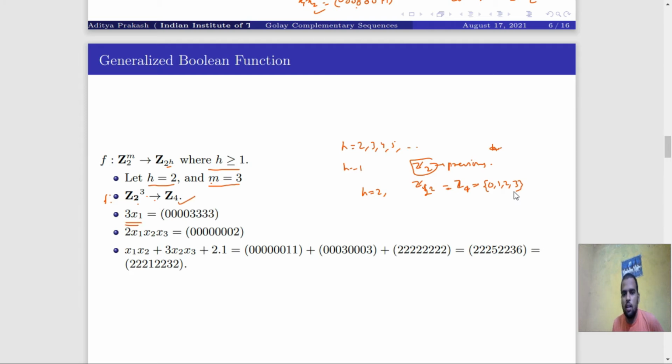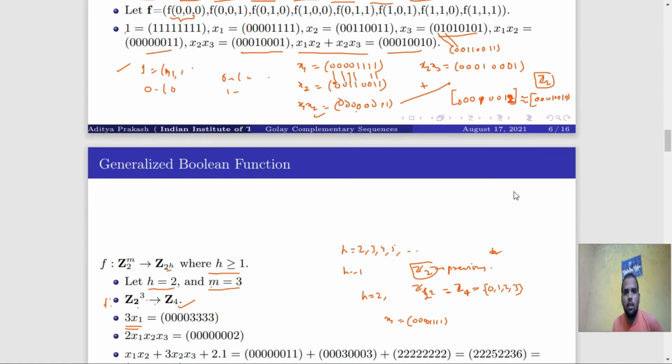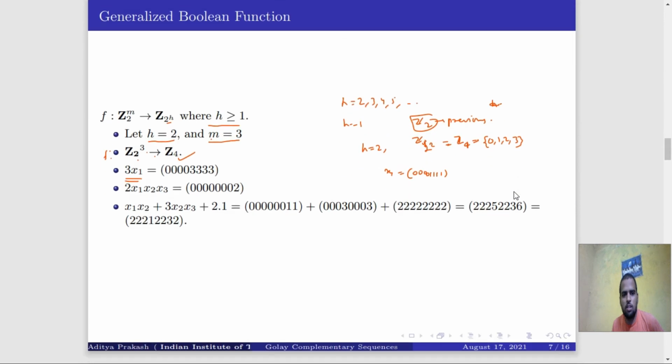3x1 is nothing but simply x1. What is x1? X1 is 0 0 0 0 1 1 0 1 1. You can simply see above this, and x2 is defined this way, and x3 is defined this way. Okay, just copy from the previous example. And then after solving, we get 2 x1 x2 x3 is nothing but 0 0 0 0 0 0 2. And then how to calculate this?